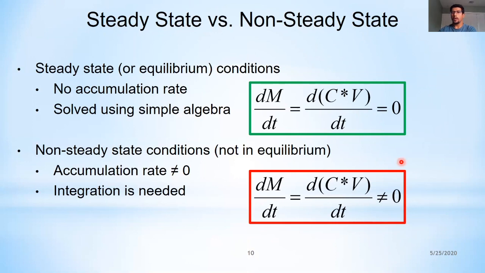Okay, overall what we are talking about here are steady state and non-steady state systems. In a steady state system, there is no accumulation rate, and generally this is solved using simple algebra. We are talking about the mass balance, mass change per time. This is the mass per time, the unit. It refers to concentration times volume, which is concentration in mass per volume, times the volume gives you the mass, again per time, equals 0.